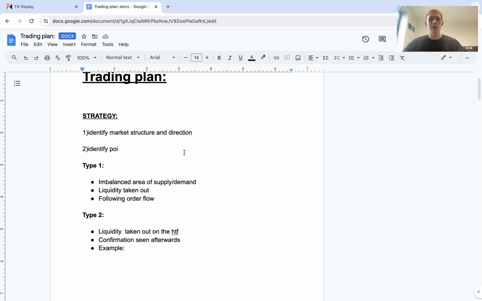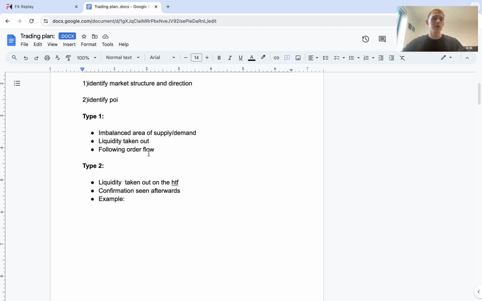And the main things that we're going to do in 3 basic steps: identify market structure and direction. This normally consists of starting off on the daily to get an overall directional narrative and bias, then working our ways down to the medium and intraday timeframes such as the 4-hour and the 1-hour to get a more precise understanding of the order flow and where the market is heading.